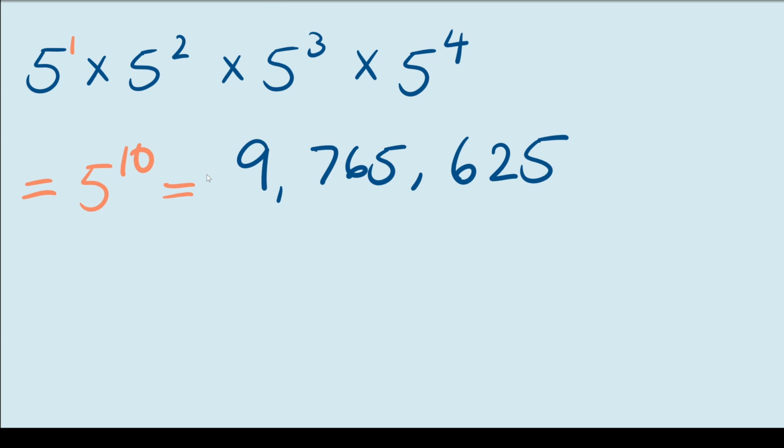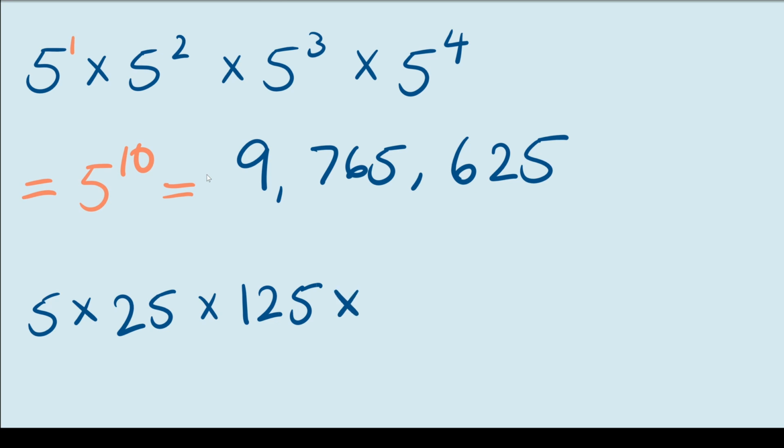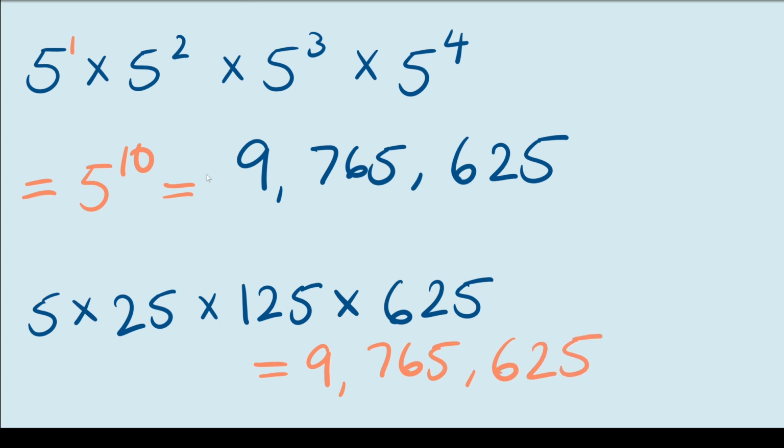Now let's try using the expanded method. So if we were to do that, I would just have 5 times 5 squared, which is 25, times 5 cubed, which is 125, times 5 to the 4th, which is 625. And to spare us the time of having to solve this out through long multiplication, I'm just going to say that the answer is, once again, 9,765,625. You can check this on your calculator if you don't believe me, but if you do, then that shows that this formula really does work.